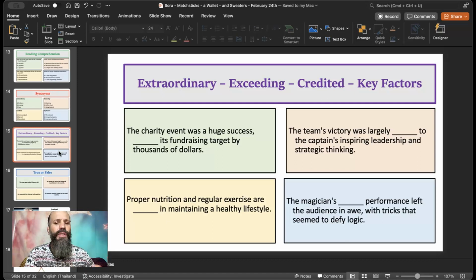The charity event was a huge success, exceeding its fundraising target by thousands of dollars. The team's victory was largely credited to the captain's inspiring leadership and strategic thinking. Proper nutrition and regular exercise are key factors in maintaining a healthy lifestyle. The magician's extraordinary performance left the audience in awe with tricks that seemed to defy logic.